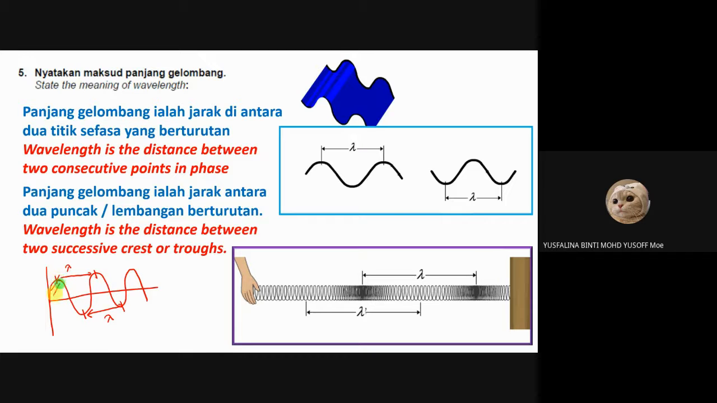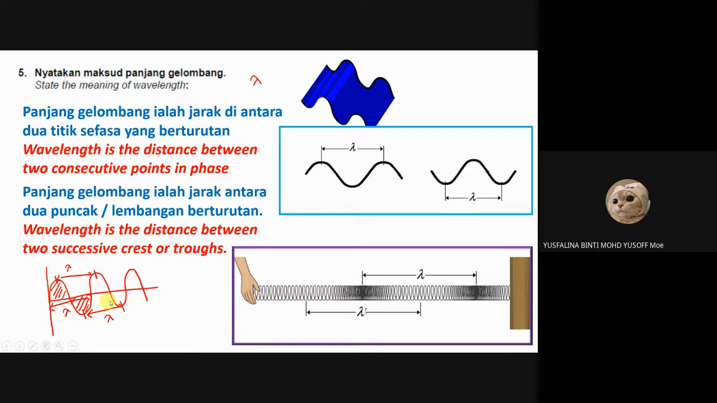Or you can take two semicircles. Two semicircles here are also called one lambda. Whether it's crest to crest, trough to trough, or two semicircles, this distance is called the wavelength. This is the symbol for wavelength, lambda. Wavelength is the distance between two consecutive points in the same phase, crest to crest, trough to trough. The wavelength is the distance between two successive crests or troughs.